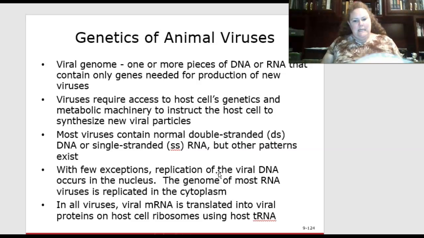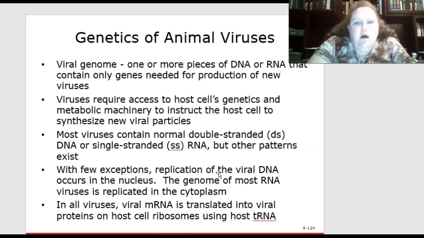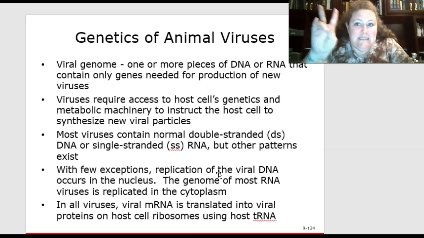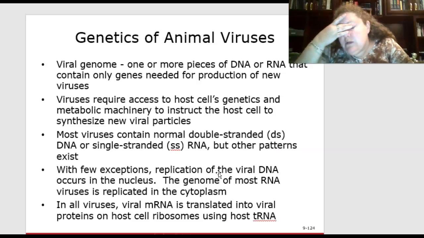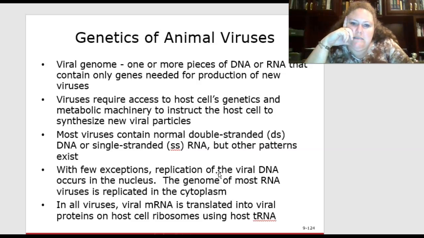So, tidying up here, guys. The genetics of animal viruses. We have a viral genome, and this is where we have one or more pieces of DNA or RNA that contain only genes that are needed for production of new viruses. And those viruses require access to a host cell's genetic and metabolic machinery to instruct the host cell to make new viral particles. Because remember, that's technically why viruses aren't living, because they can't reproduce on their own. They have to take over, hijack a cell.